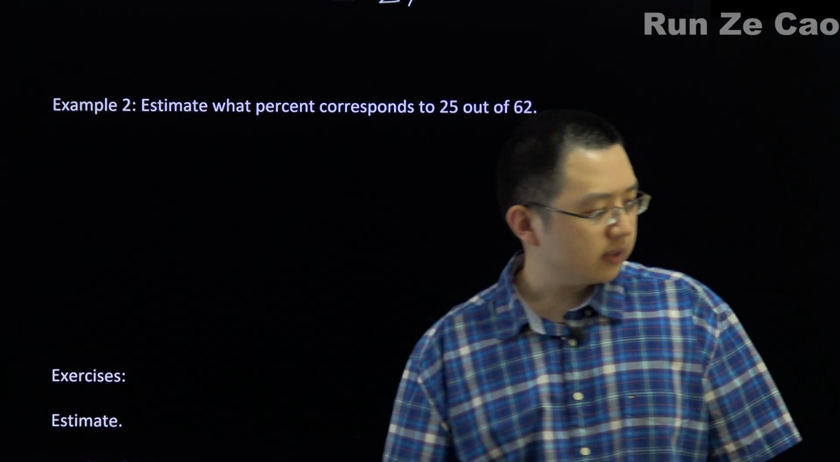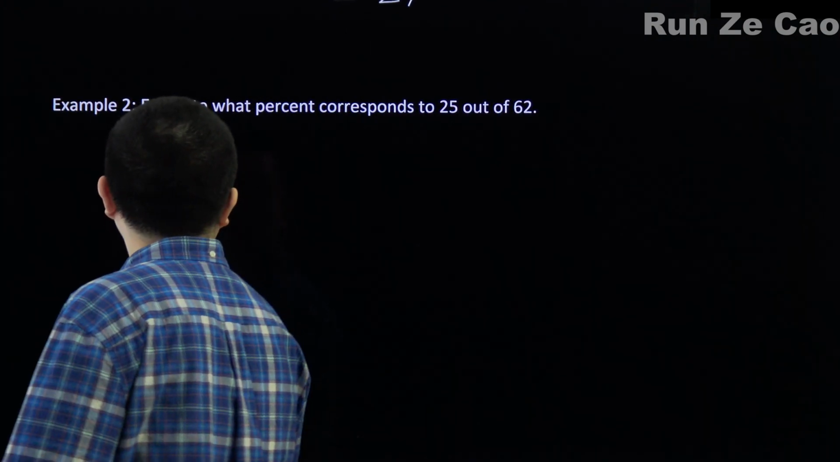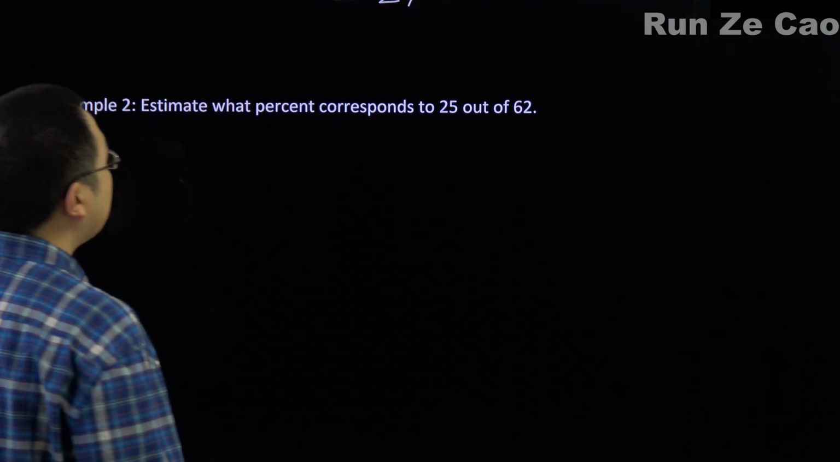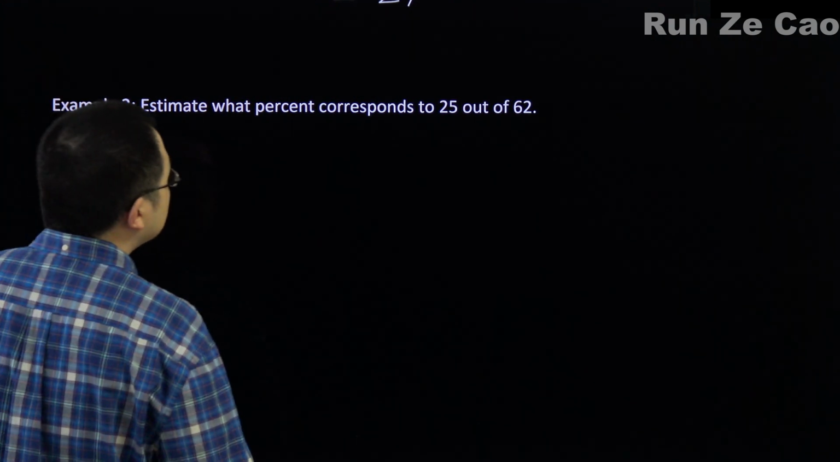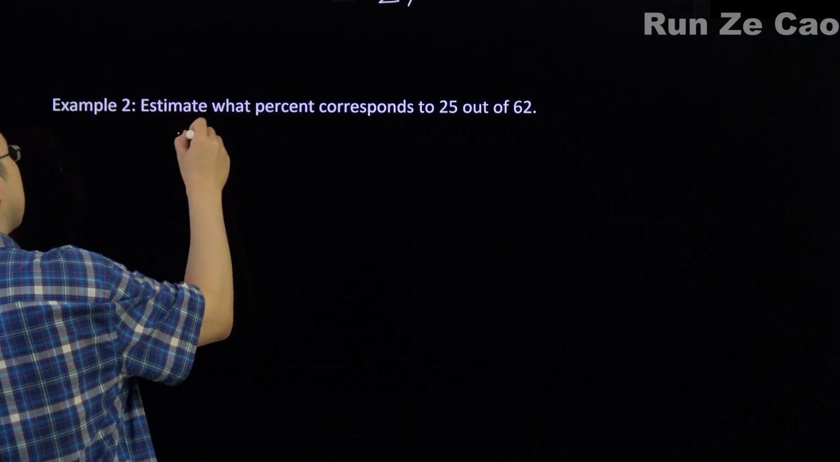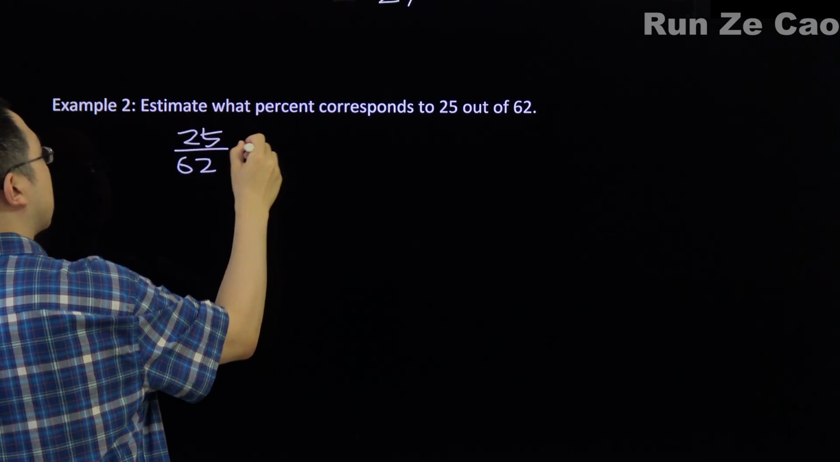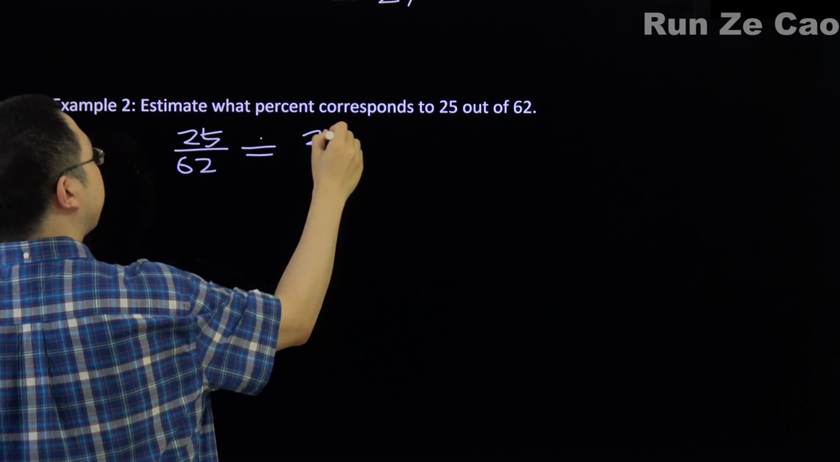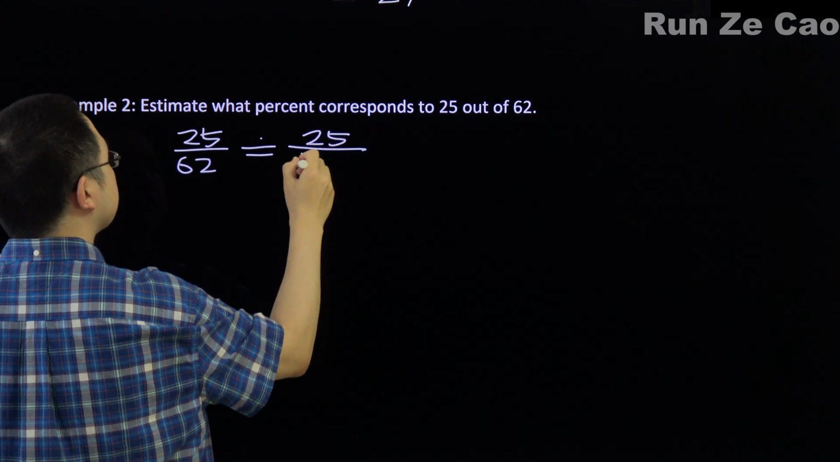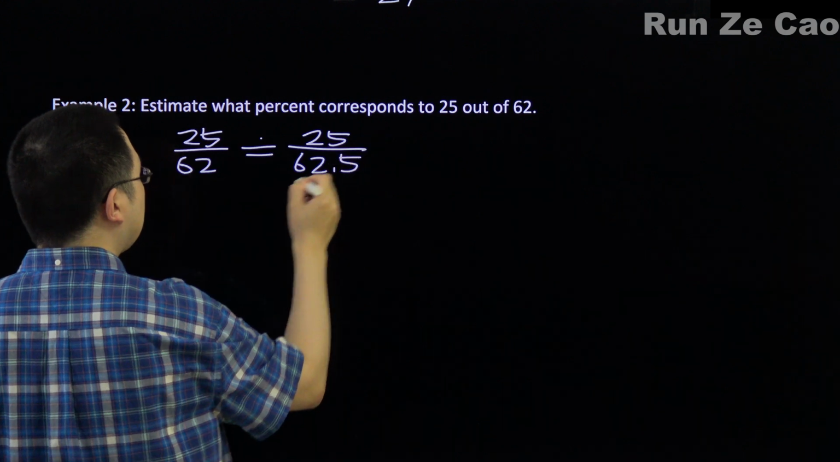So next we have example 2. Estimate what percent corresponds to 25 out of 62. 25 over 62 is approximately 25 over 62.5.